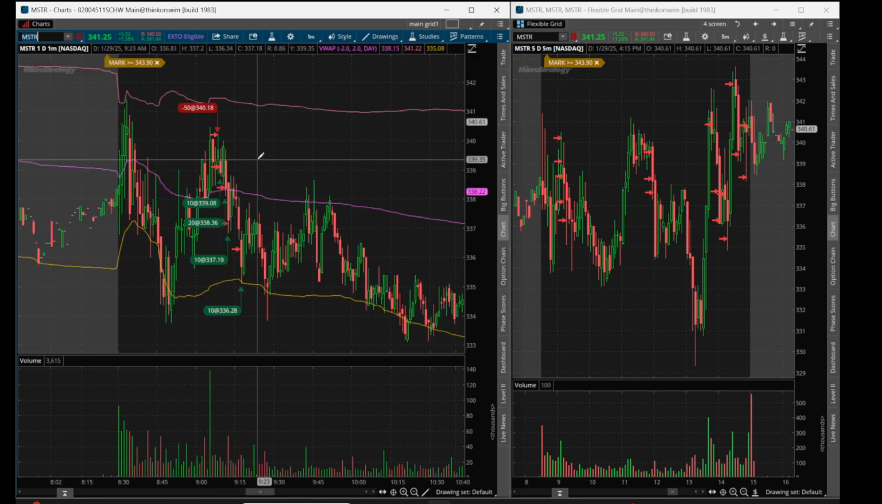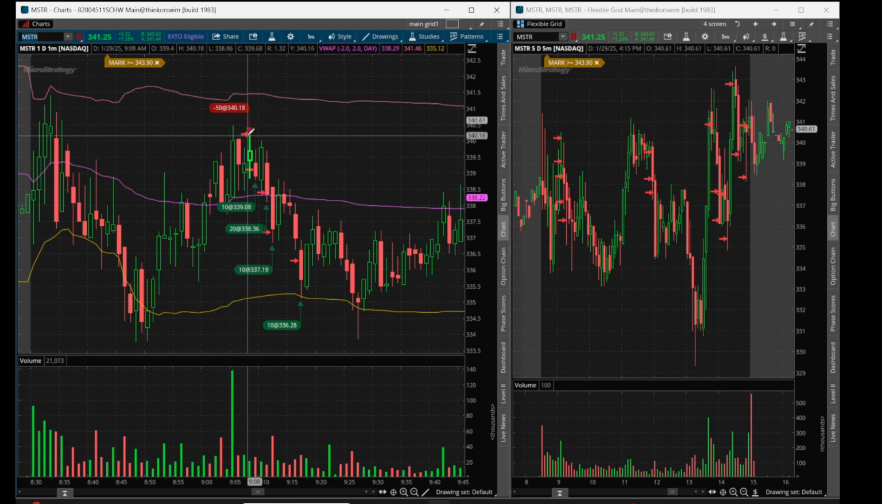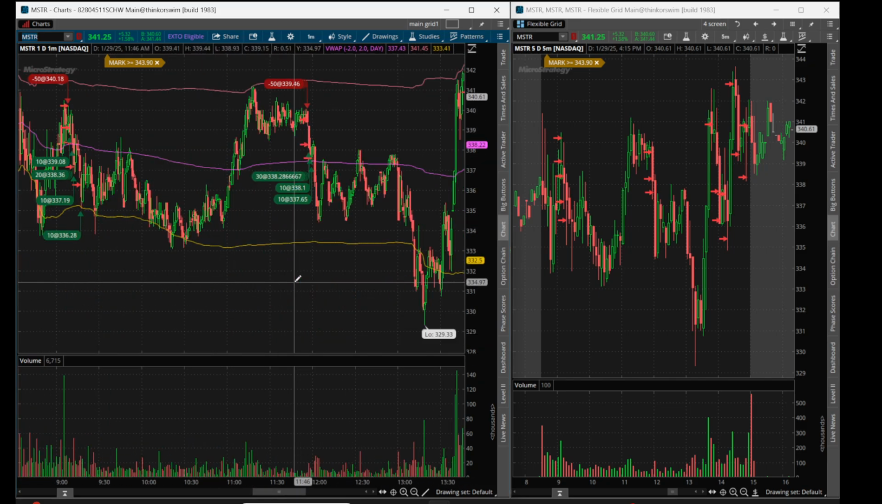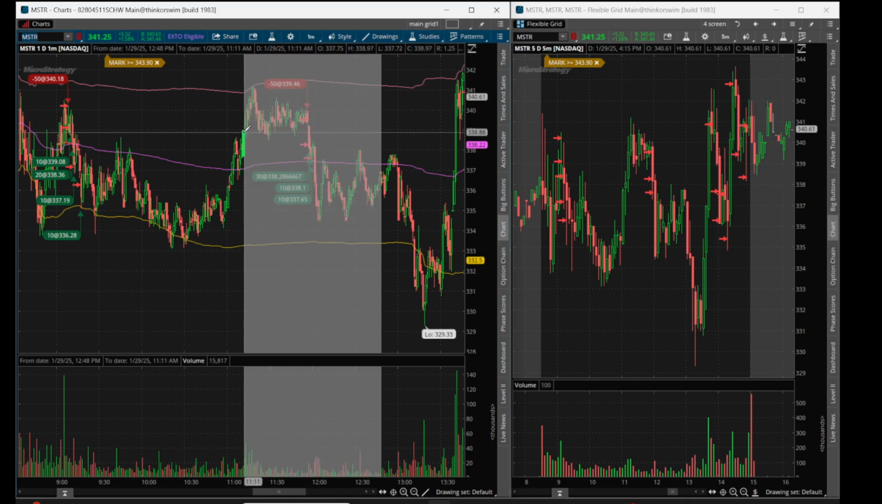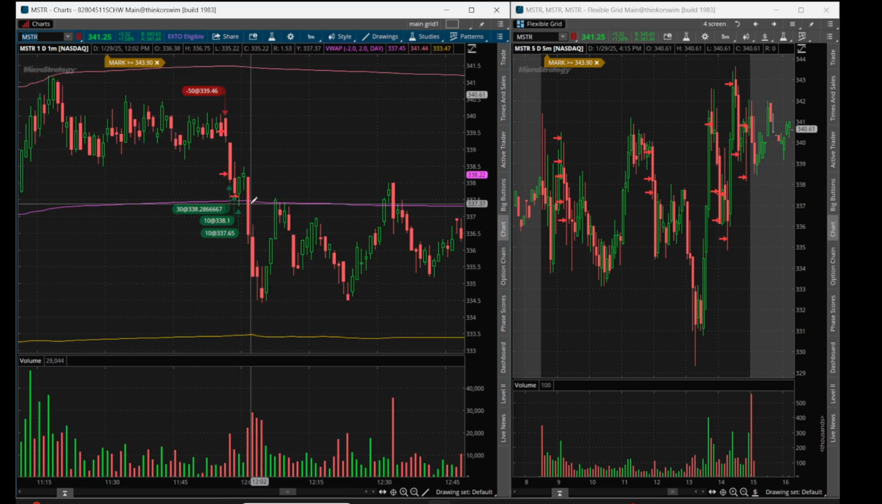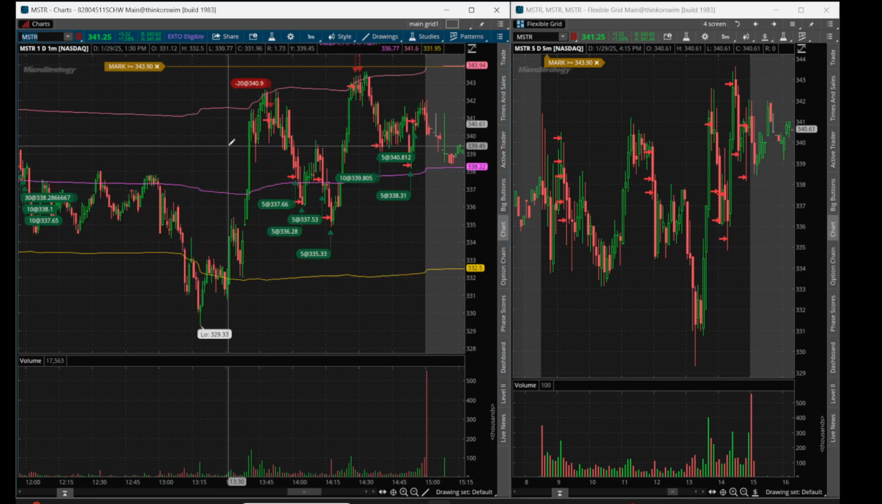So what I did here is short at top, take profit at bottom. Really good trade. I take a short right here, take profit toward the downside. I'm shorting at top, taking a profit at bottom. Right here, the same thing. If you see, I short at top, take a profit at bottom.